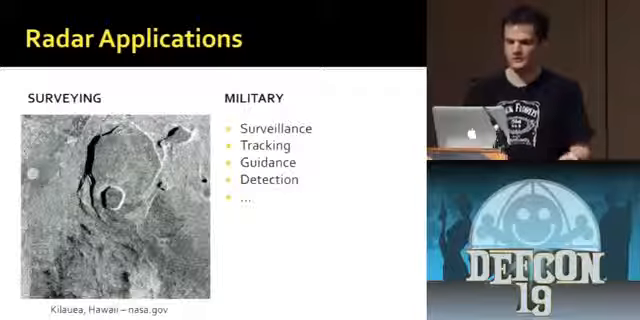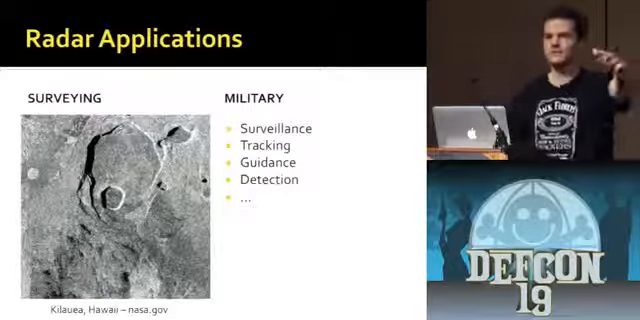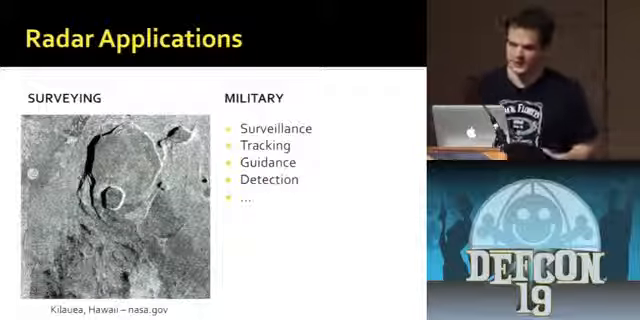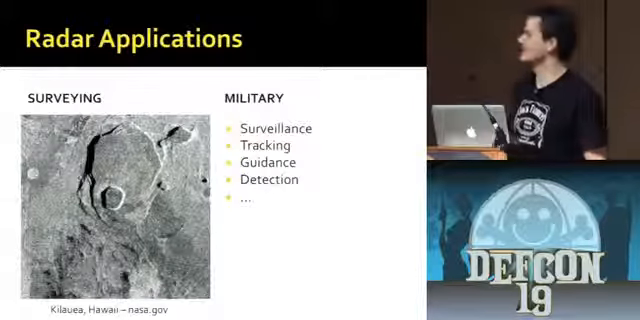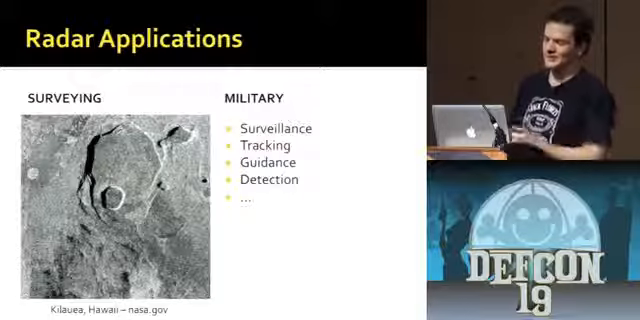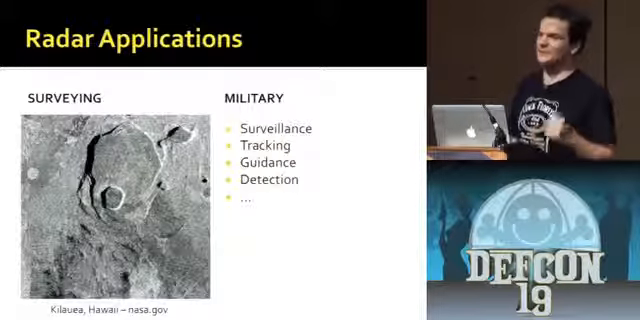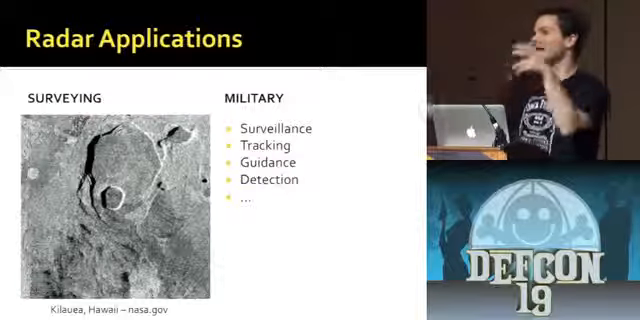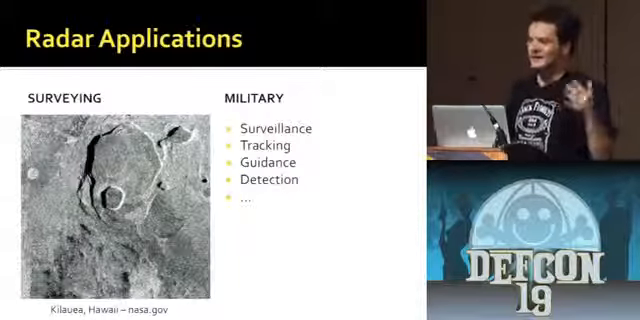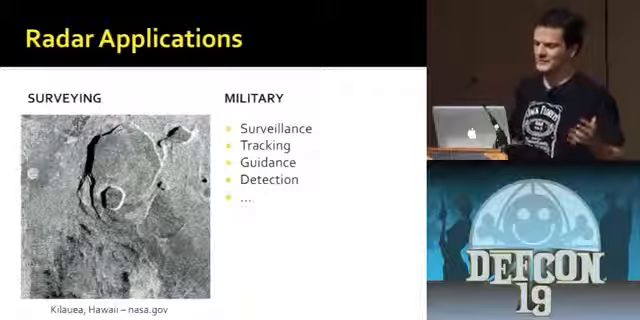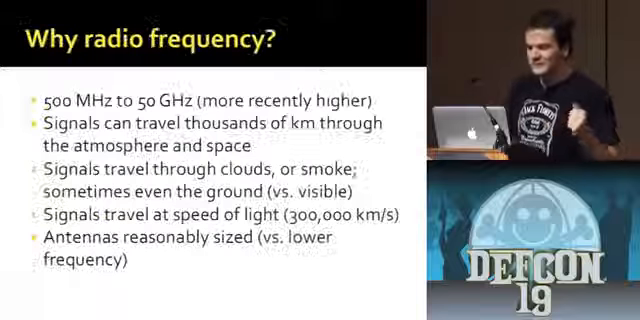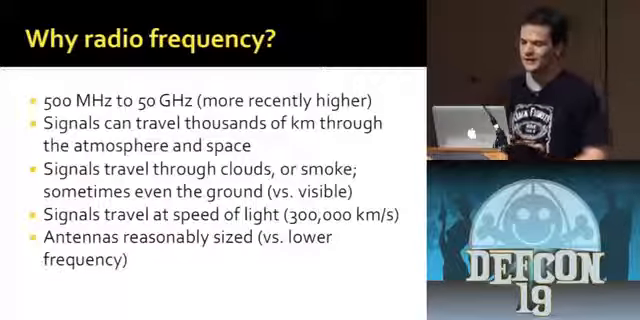It's used for surveying applications, so you can fly a plane over some terrain and get a 3D image of what the terrain looks like. That's pretty useful. And the military uses it for practically everything. They love radar. It's hard to get some good examples, but pretty much any system that involves shooting something somewhere or looking at something, or anything that they might want to do, is going to use some sort of radar system. And like I said, it's hard to get good examples. So why radio frequency?